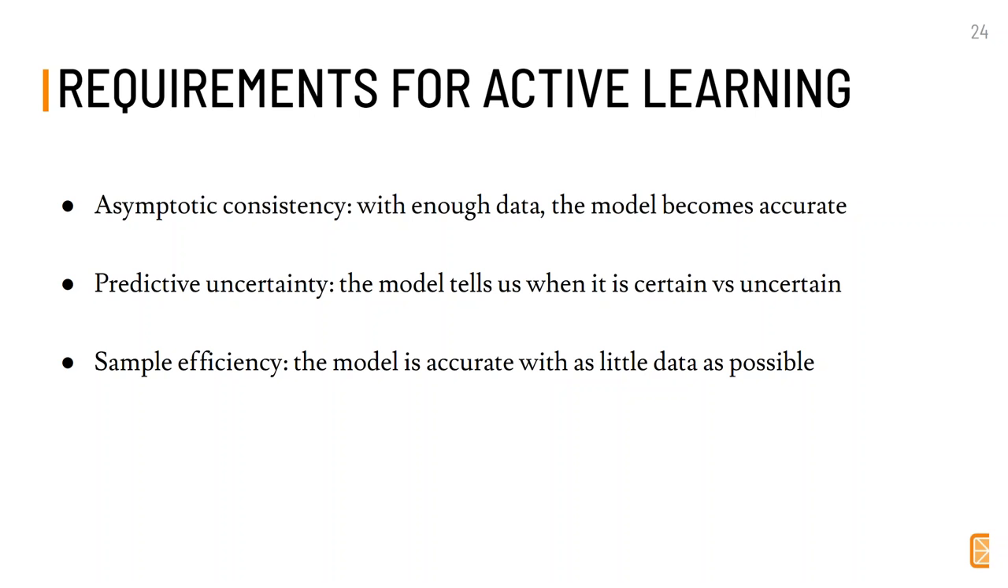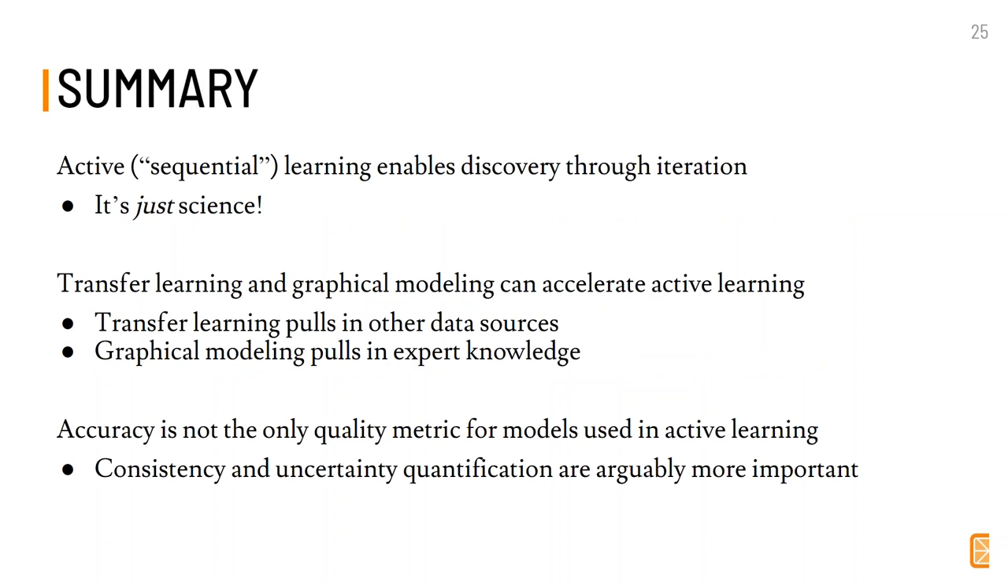So in summary, active learning, or what we at Citrine often like to call sequential learning, is able to perform discovery through iteration. It's really just like science. You put forward a hypothesis, you evaluate the hypothesis, you refine the hypothesis, substitute a hypothesis for model. We have two techniques that are, I think, quite effective at accelerating active learning by improving the model quality. One of them is transfer learning, the other is graphical modeling.